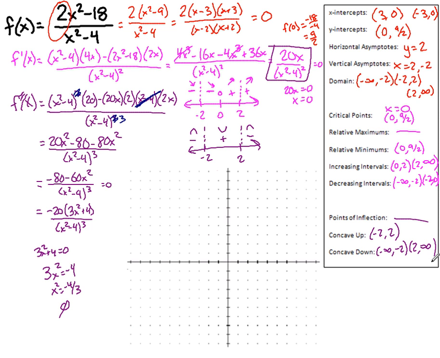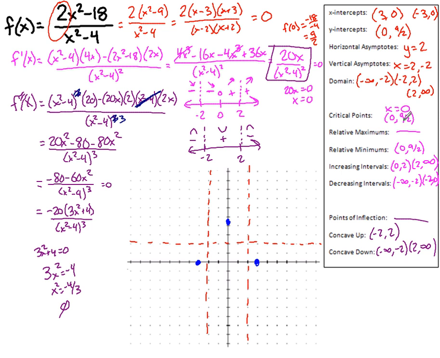Now we got all the work done. Now it's just time to graph this thing. Start by graphing your asymptotes. Vertical asymptotes are at negative 2 and at positive 2. Is that correct? Yes. Horizontal asymptote happens to be at y equals 2 in this case. So there we have that. Now let's plot some of the points we know. We know 3, 0. We know negative 3, 0. And we know 0, 9 halves, which is 4.5, which is right there.